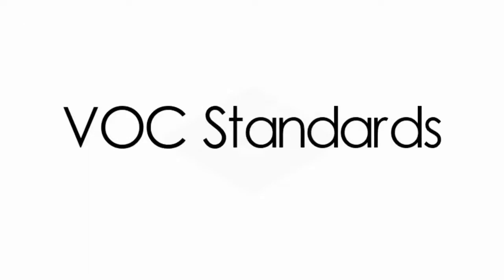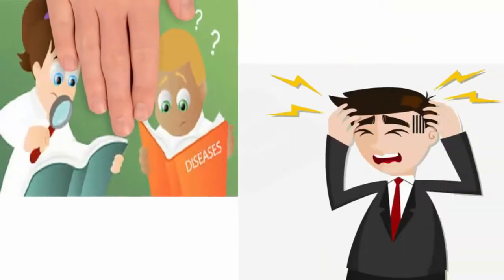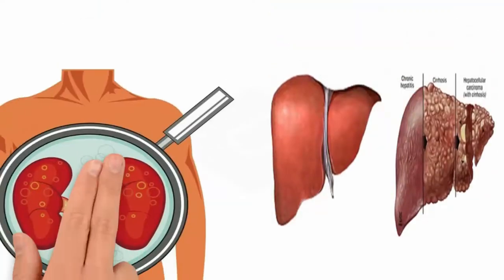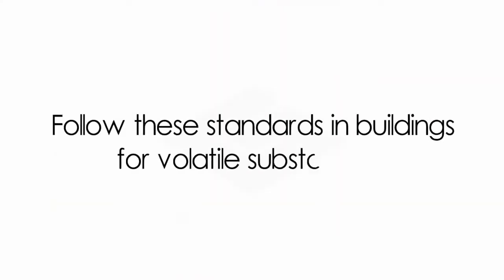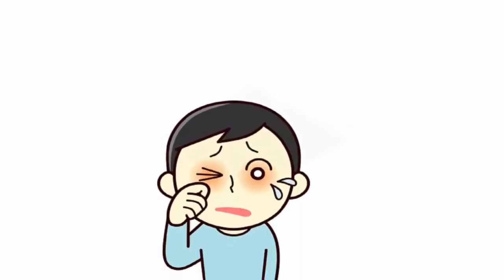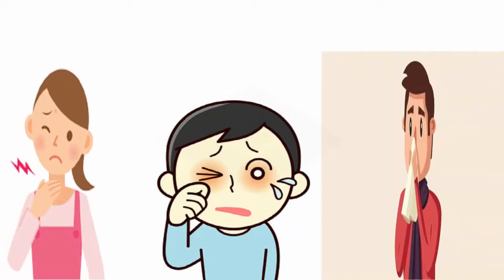VOC standards. To avoid eye, nose, and throat irritation, headaches, loss of coordination, allergies, asthma, respiratory irritation, nausea, and damage to the liver, kidney, and central nervous system, follow these standards in buildings for volatile substances. Prevention of odor. Following odor separation methods helps in mitigating irritation in eye, nose and throat.